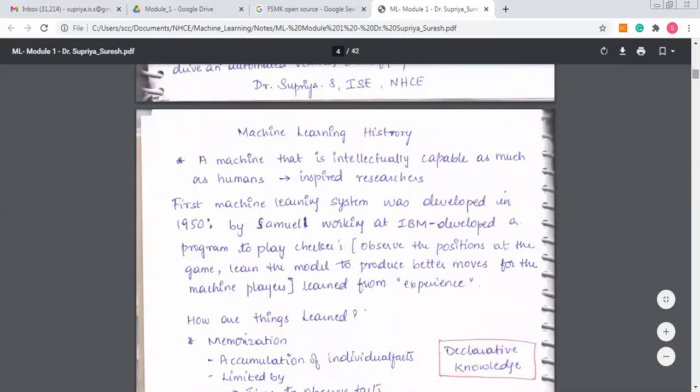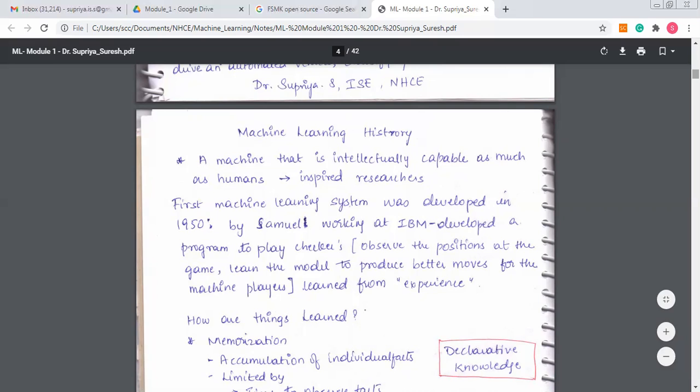To go ahead with, everybody tells, okay, machine learning, artificial intelligence. From where did it start? What is the history of machine learning? So when we look at the history of machine learning as machine, okay, what is a machine basically? It is a machine that is intellectually capable as much as humans, which basically inspired a lot of researchers. So the first machine learning system was developed in 1950 by Samuel working at IBM.